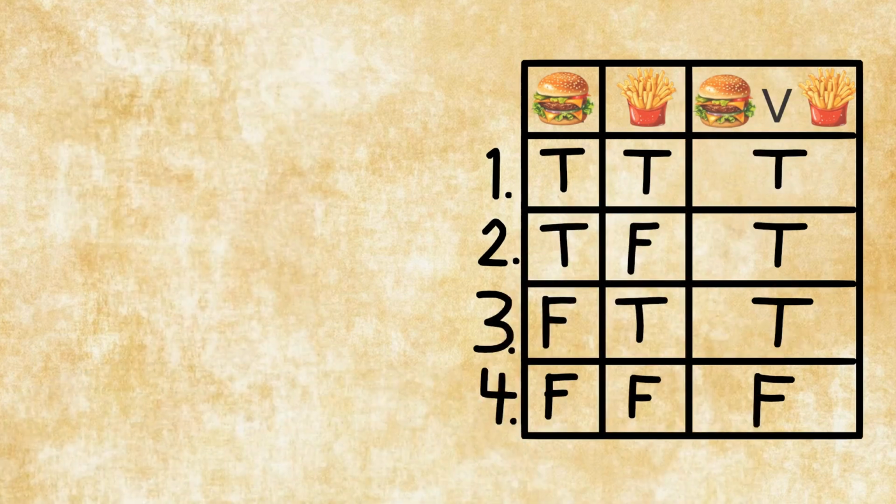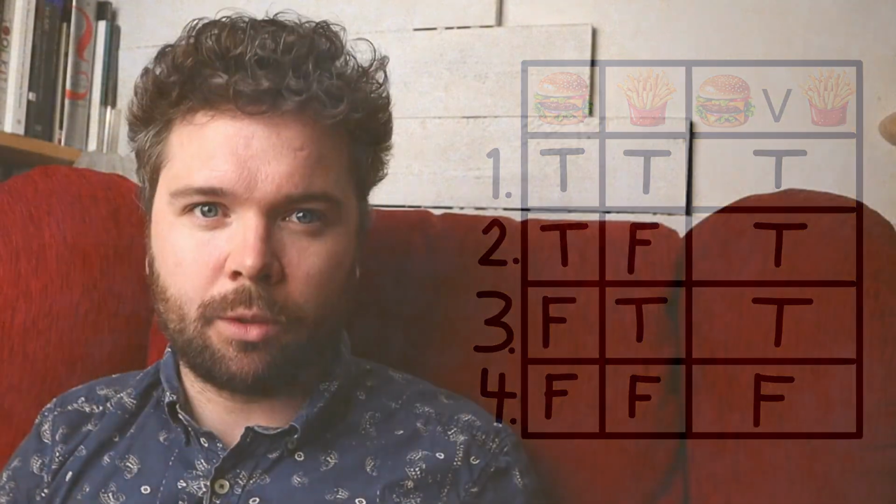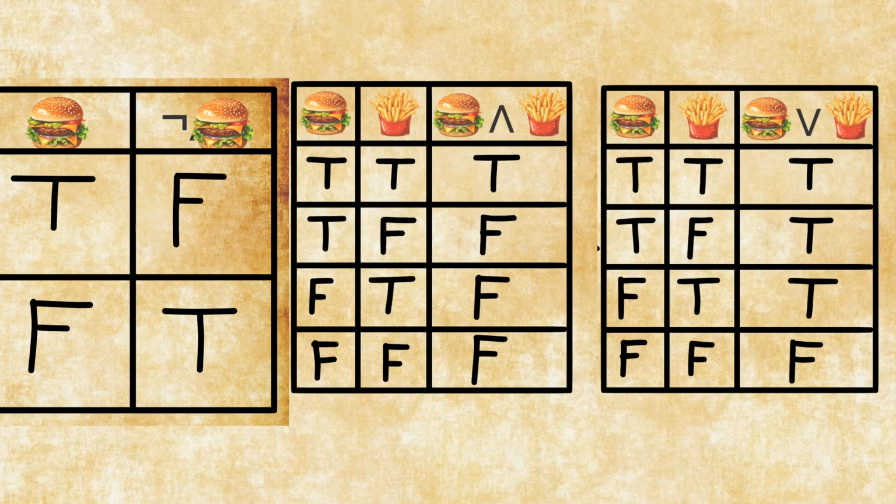So here we have the truth table for disjunction. And it is true in all cases except when all of the variables are false. So here we have all the truth tables that we have discussed.